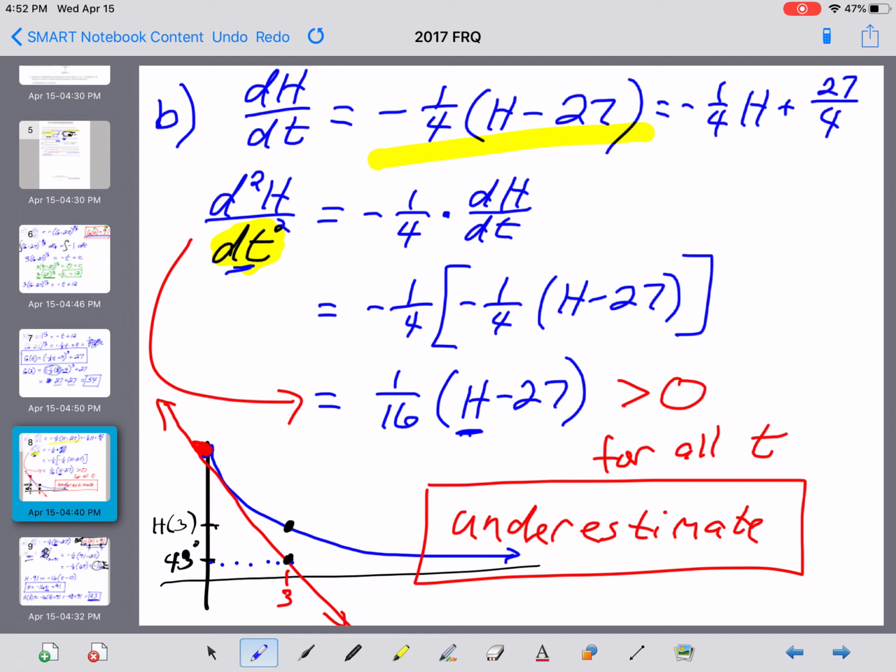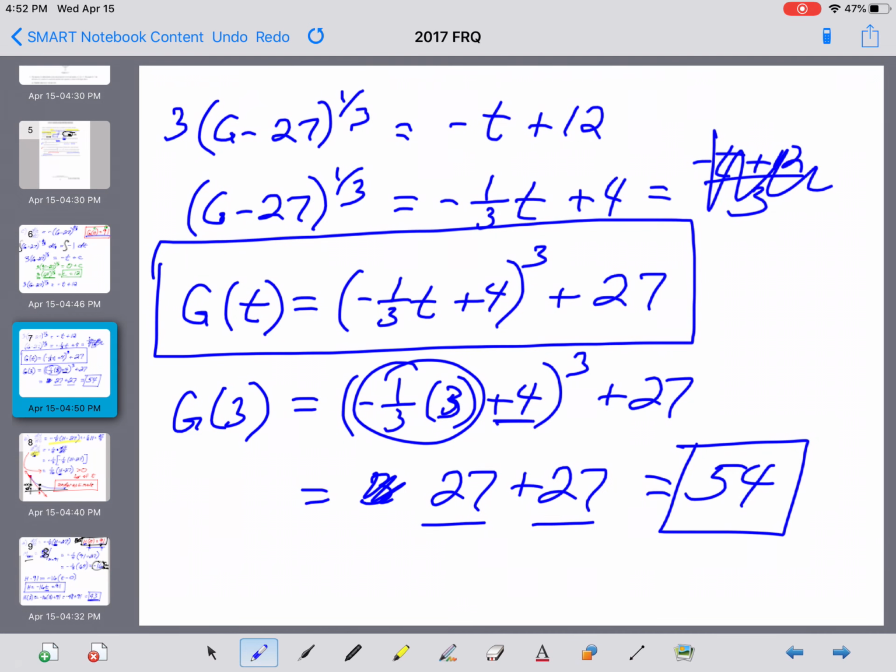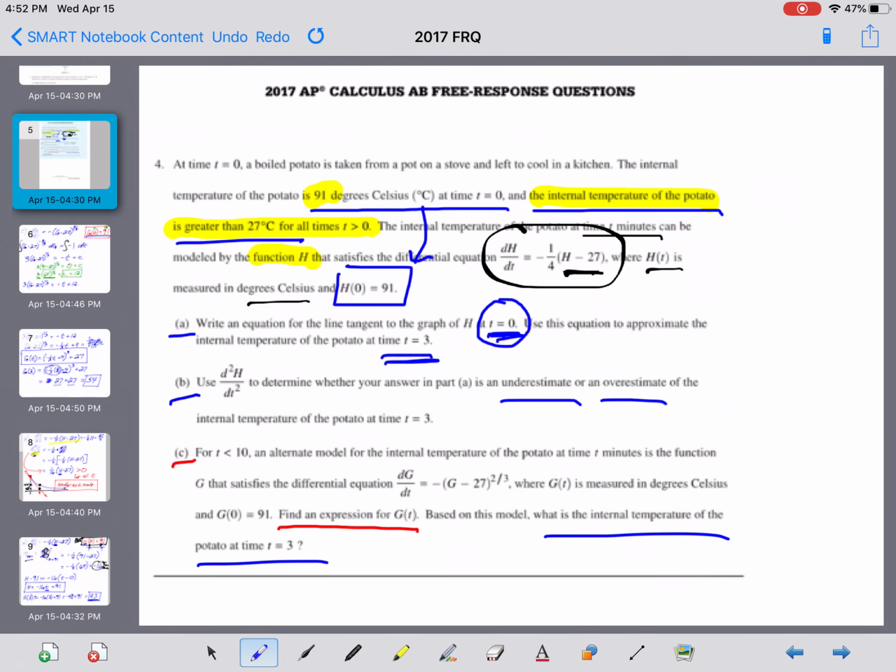So I think saying here that the temperature of the potato now at this spot was 54 degrees seems realistic to me. All right, guys, so that was a long, difficult problem right there, but I think we've covered everything that they wanted there.